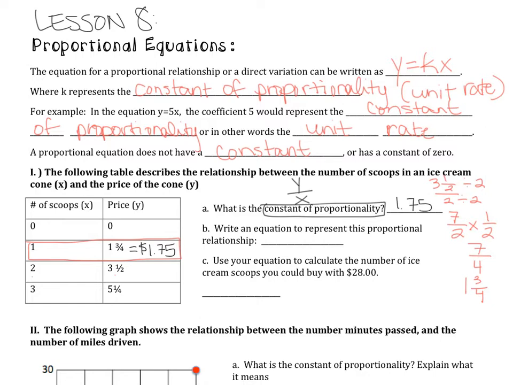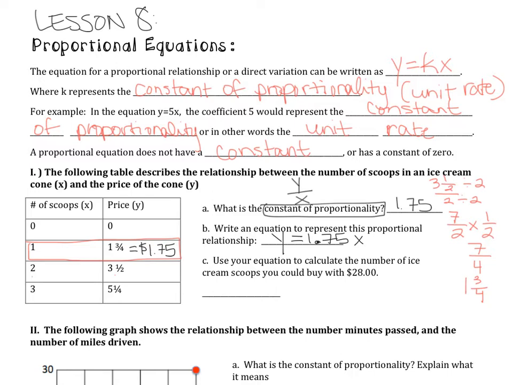We use that information to write my equation. But remember, it's going to be y equals kx, meaning I'm going to take that $1.75 for each scoop and I'm going to multiply it. So 1 times 1.75, 2 times 1.75, 3 times 1.75, and I'll get each of these numbers. My equation would be y equals 1.75x, or 1 75/100 x.